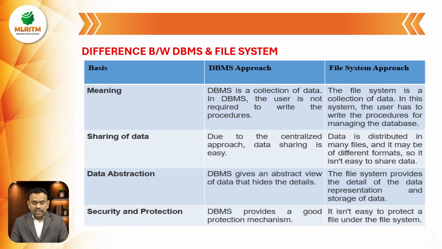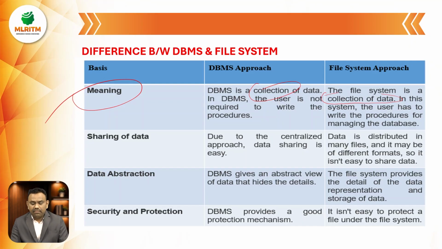Not only that, I have listed a few differences between the DBMS and the file system. This table consists of the basis, that is the meaning, the second column the DBMS approach, and the third one the file system approach. The first thing is the meaning. Both are collections of data only. DBMS is a collection of data and a file system is also a collection of data.